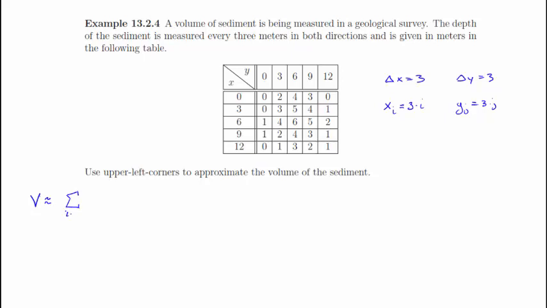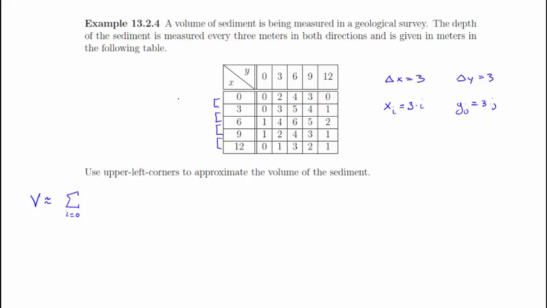from i equals, we're doing upper left, so i is my x's, we'll do 0 using the left ones, to n minus 1. Note we have 1, 2, 3, 4. So there's a total of 5 x values, but we're going to have 4 rectangles that we use, because there's an interval from 0 to 3, an interval from 3 to 6, an interval from 6 to 9, and an interval from 9 to 12, which makes 4 intervals for 5 given x values.